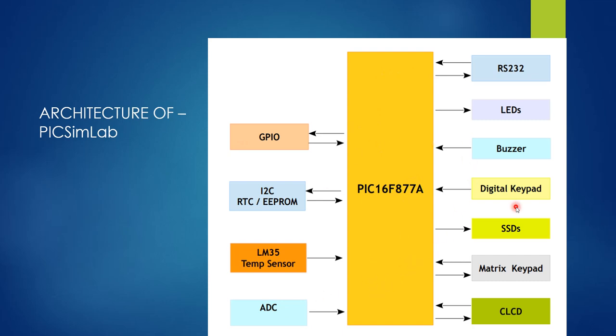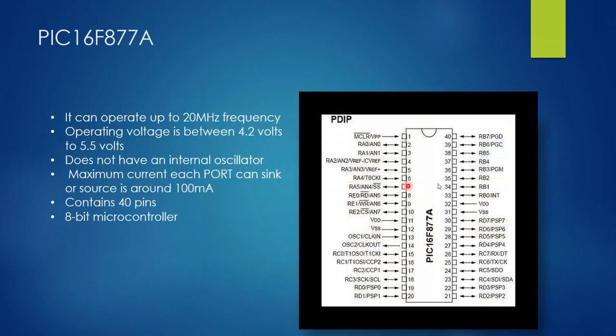We have digital keypad, matrix keypad, CLCD, buzzer, and LED. We are focusing on the matrix keypad, CLCD, buzzer and LED in this project, because we have to implement the microwave oven. And this is the basic pinout of the PIC16F877A microcontroller we are using here.